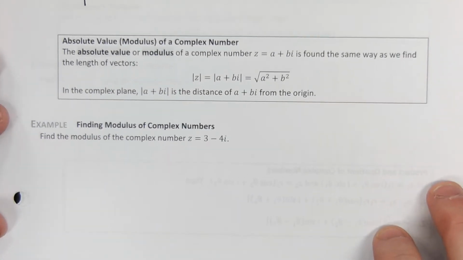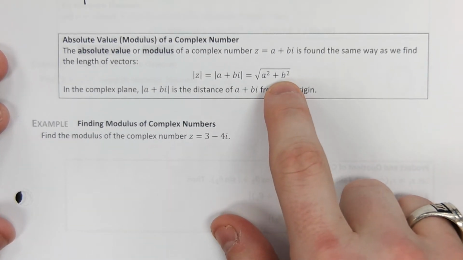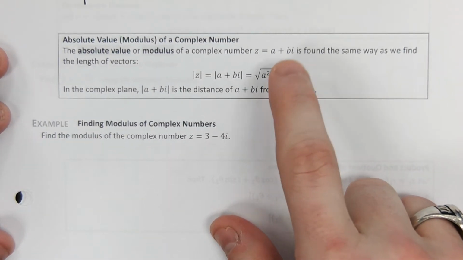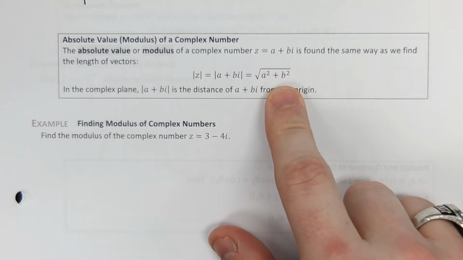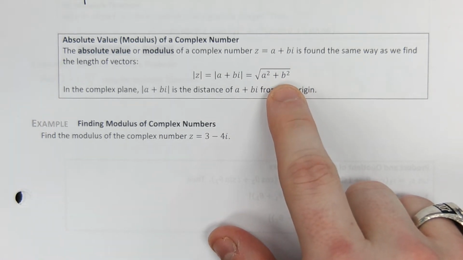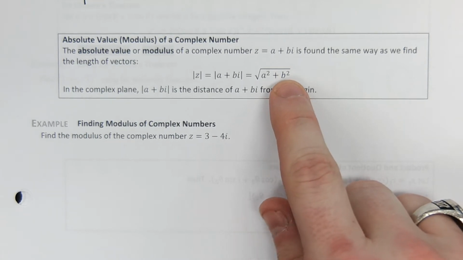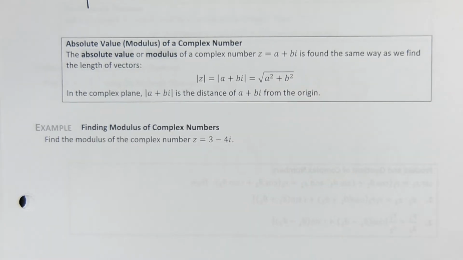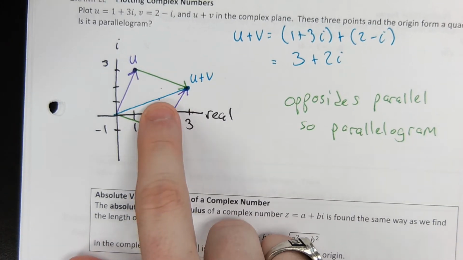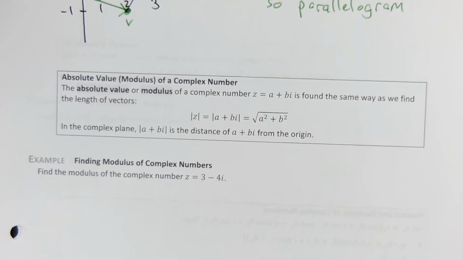You might have noticed here that it didn't have an i in it. That's because the i is being treated as a direction. It's telling you that you came up off of the real axis. The b is how far you came up off of the real axis. So we don't include the i here. The i doesn't hold value when we're plotting them and then finding their moduli.